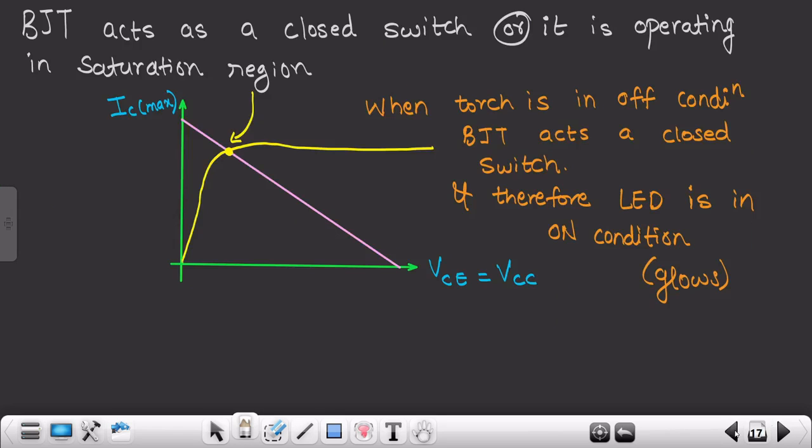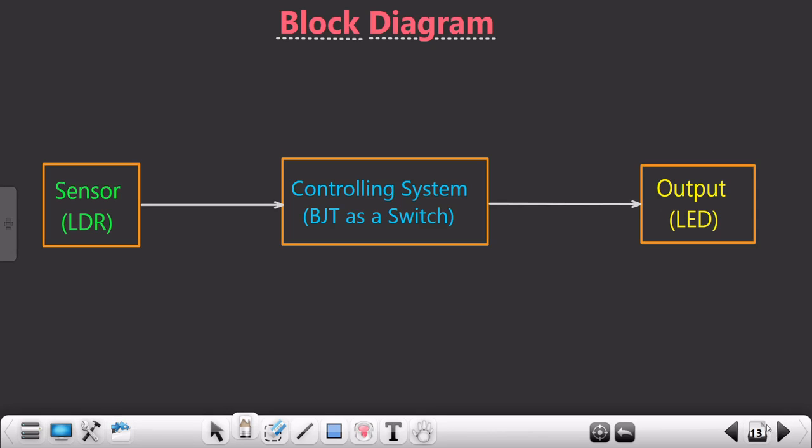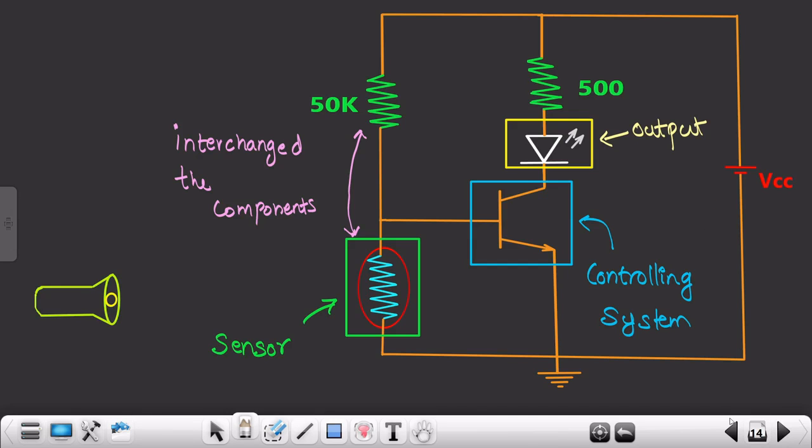So we'll again revise this particular concept. The very first thing is this automatic street light controller. Now I will show you how exactly it will behave as a street light controller. This was the block diagram: sensor, controlling system, and the output LED. We compared this block diagram with this particular circuit. This is our sensor, this is the controlling system, and this is the output, and we had interchanged the components. In the previous session, the LDR sensor was connected over here and this 50 kilo ohm was connected over here. But in this session, for the automatic darkness controller or the automatic street light controller, we just interchanged these two components.